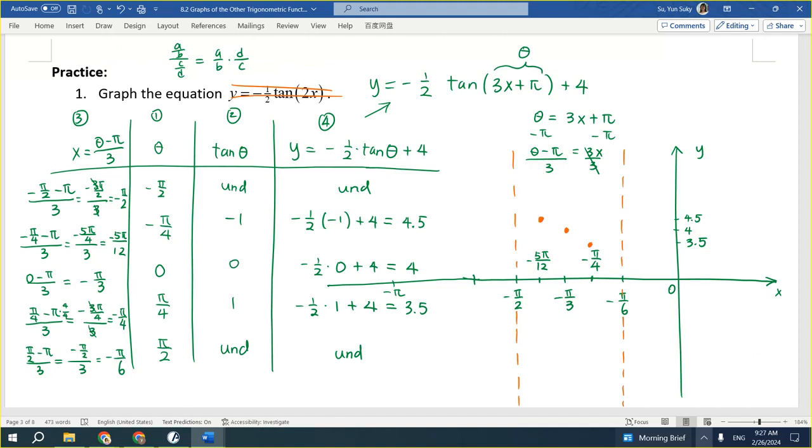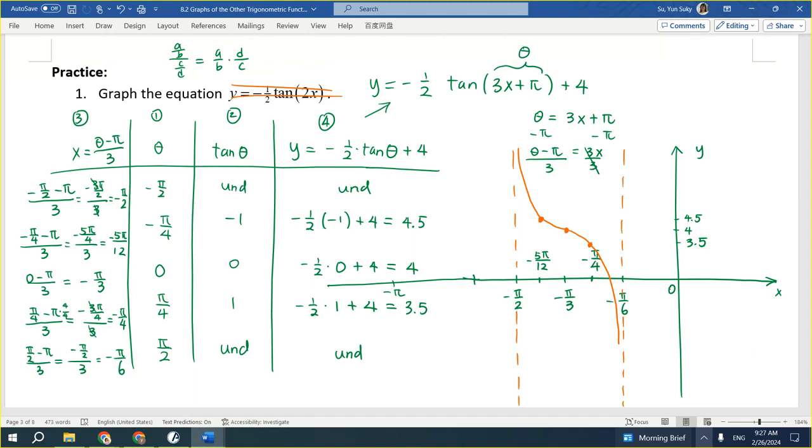Is that okay, everybody? So all of you get those points? Now connect them smoothly. You kind of imagine the center of the graph is here. Then you connect these points, approaching the vertical asymptote. And then here, connect this point and approach the vertical asymptote. So connect it like this. So this is one copy of the graph.